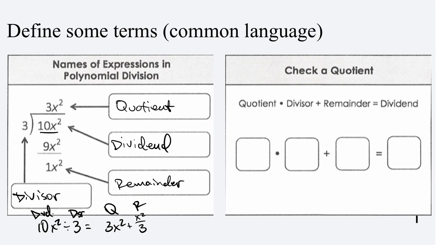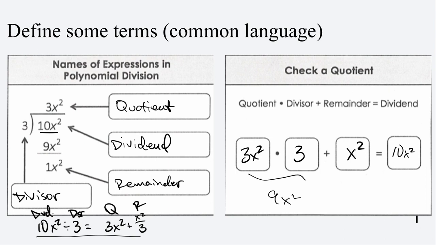How I write this as a polynomial, I take my quotient, I multiply it times the divisor, and I am adding the remainder, and that gives me 10x squared. So let's do it. 3x times 3 is 9x squared. 3x squared times 3. If I add x squared, that gives me 10x squared.